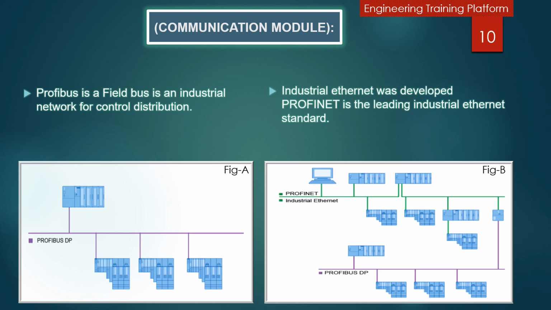With the growth in information technology, the need for the control system to communicate with the IT system increased. An IT system often communicates via Ethernet local area network. However, IT systems are not suitable for industrial communication, so industrial Ethernet was developed. Profinet is the leading industrial Ethernet standard. Here in the picture I showed the Profinet; the green color indicates the Profinet, where we are using the industrial Ethernet for the local area network.